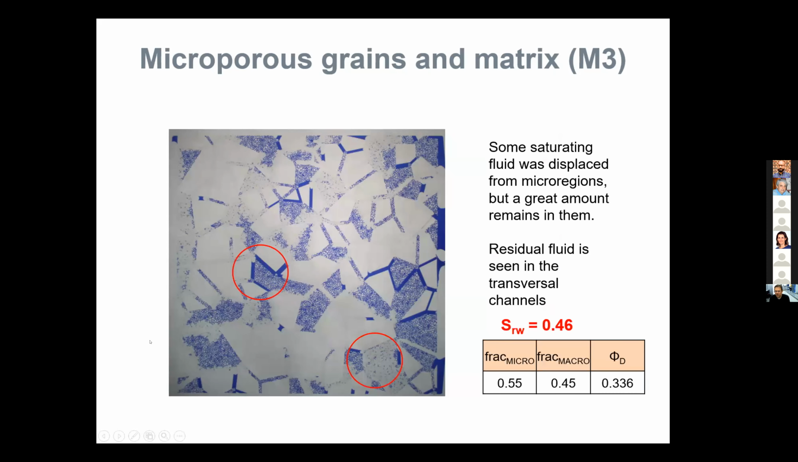So some saturating fluid was displaced from the microporous regions, as I said, but a great amount remains in those regions. In the same way as before, some residual fluid is found in the transversal channels, in those macroscopic channels. In this case, residual fluid saturation is around 46%.